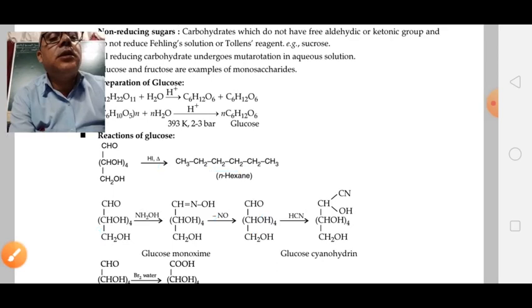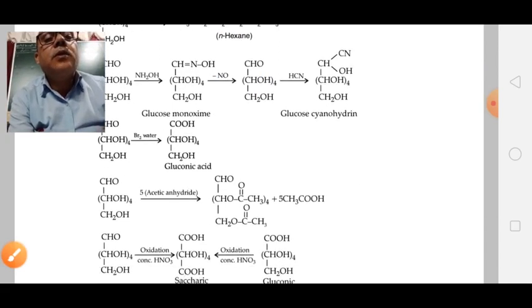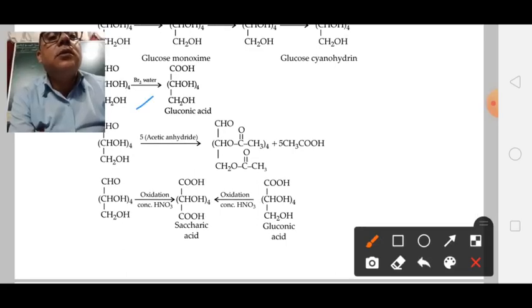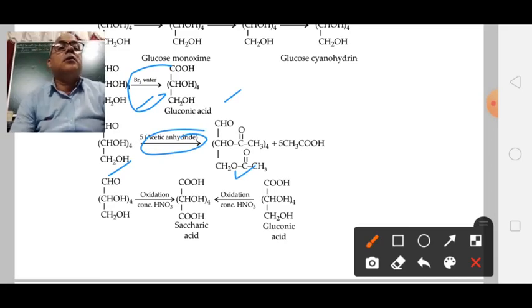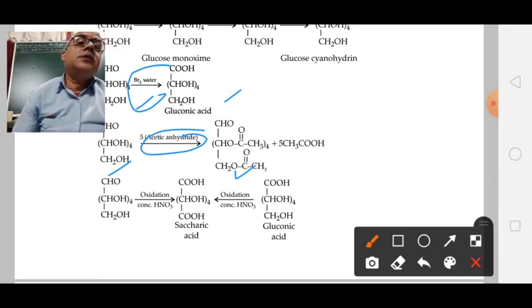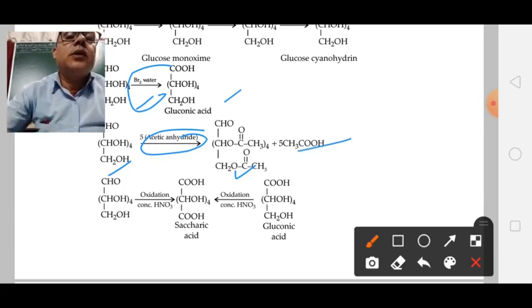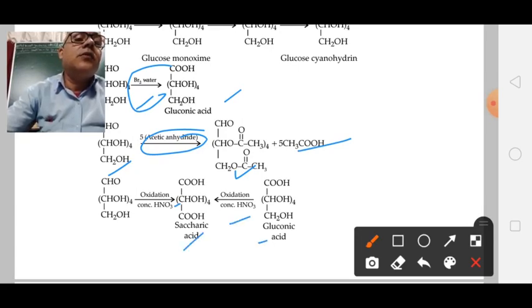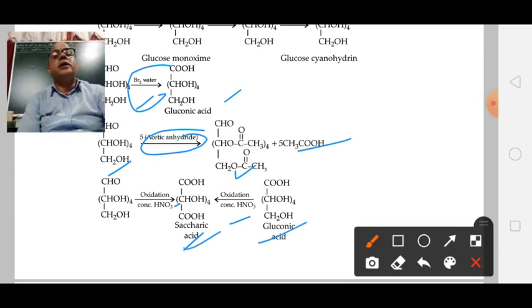Now we will see some more reactions. Here is glucose. This one is Br2. This is gluconic acid, formed in the presence of Br2 water. Similarly, glucose reacts with acetic anhydride and gives the pentaacetate, which proves that it has 5 OH groups. Next, on oxidation with HNO3 it gives saccharic acid. On oxidation, gluconic acid also gives saccharic acid.